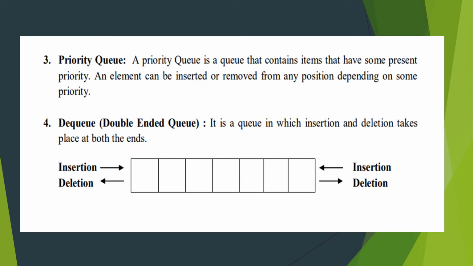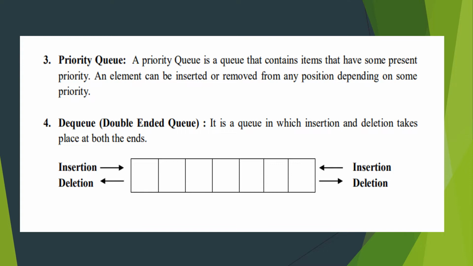The third type is the priority queue. Priority means precedence. A priority queue is a queue that contains items that have some preset priority. Depending upon that priority, an element can be inserted or removed from any position. This type of queue we call a priority queue.